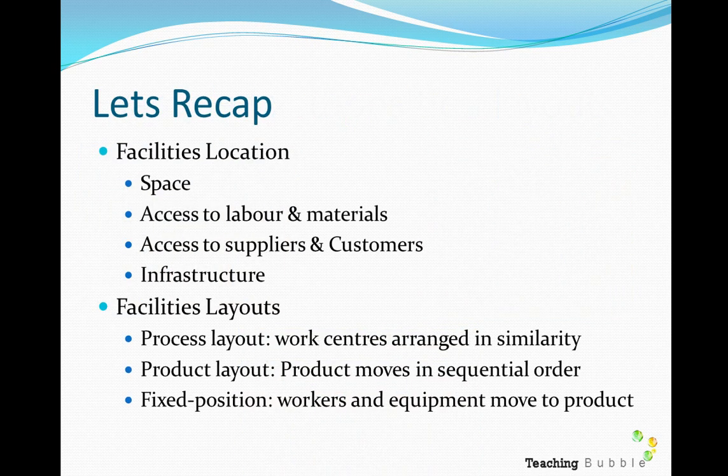So just to recap, we look at facilities location. Some things to take into consideration are space, access to labour and materials, access to suppliers and customers, and obviously infrastructure like roads and water and electricity. And then our three facilities layouts. Process layout, where the work centres are arranged by similarity. Product layout, the product actually moves in sequential order. And fixed position layout, due to its size, workers and equipment move to the product.